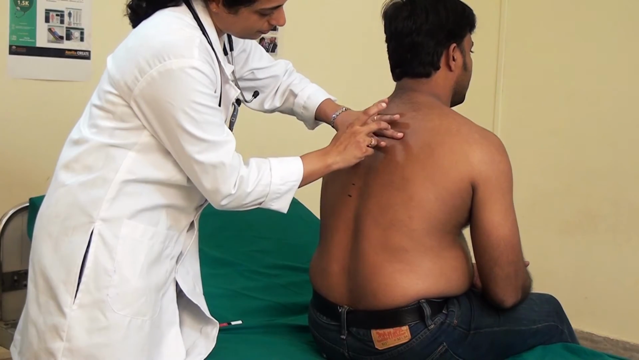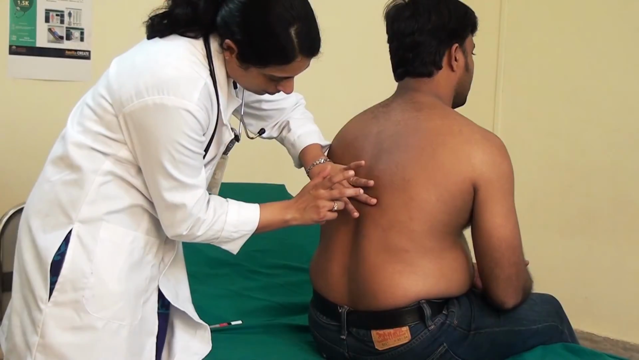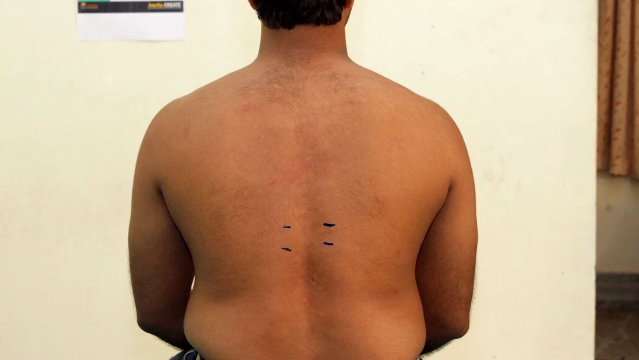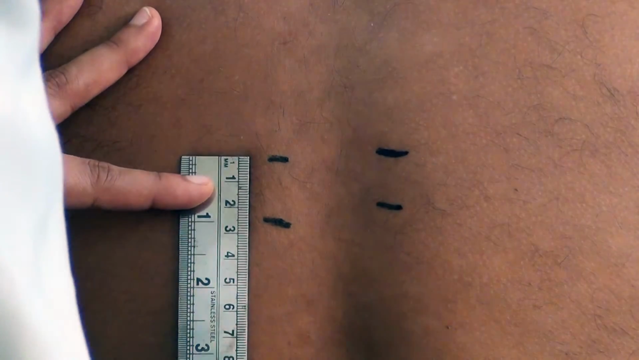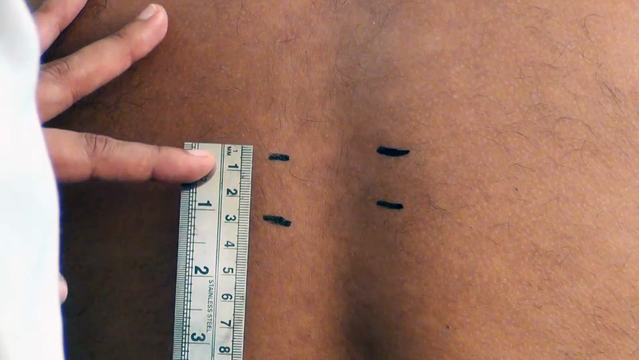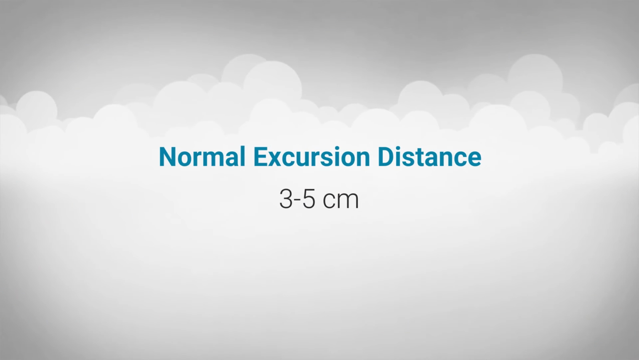Repeat this technique on the other side of the patient's posterior thorax so that you can compare measurements on the right and left sides. Once you obtain your two landmarks, measure the distance from one line to the other to determine diaphragmatic excursion. Normal excursion distance is 3 to 5 centimeters.